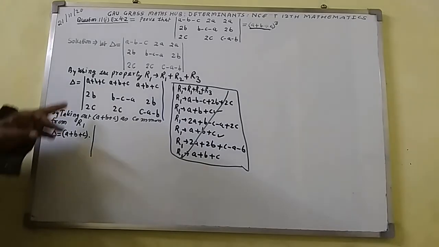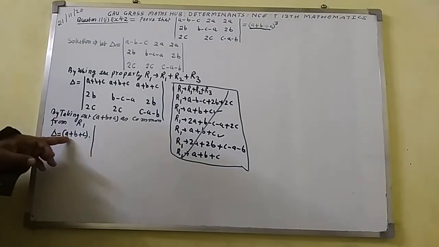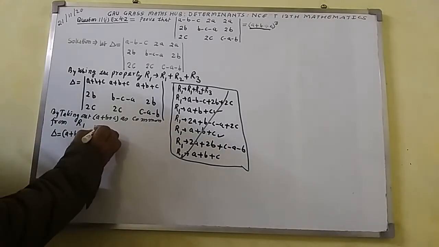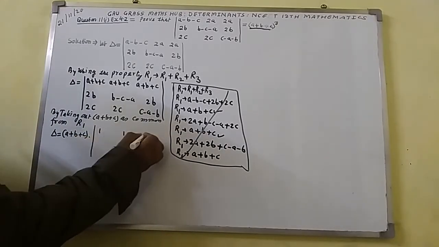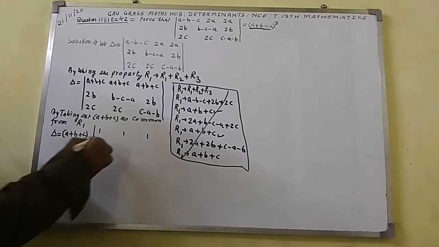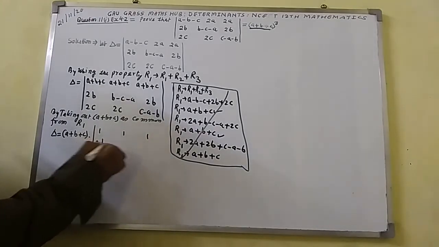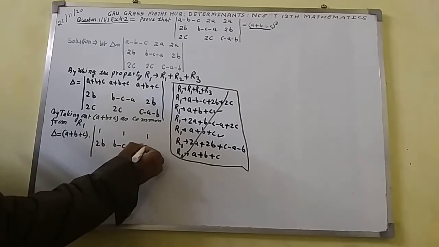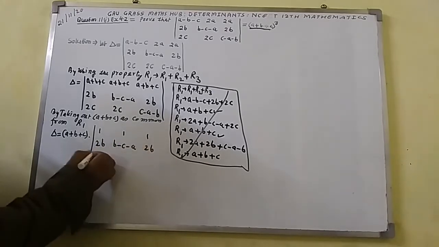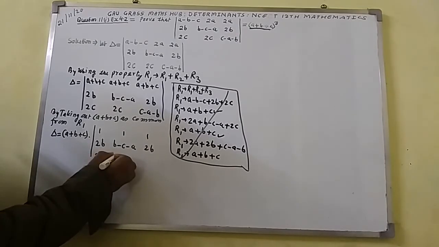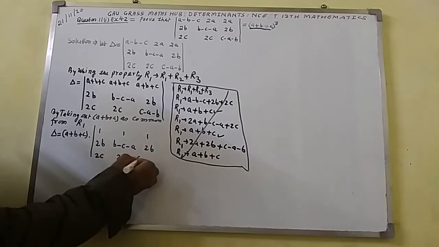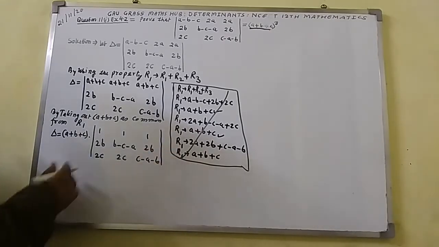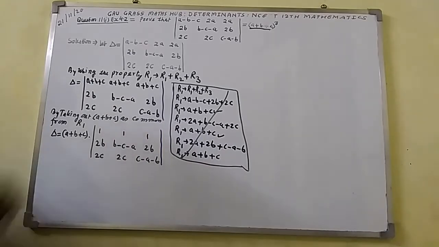And I have taken A plus B plus C as common from the first row. The elements of the first row will be 1, 1, 1. And here write 2B, here write B minus C minus A, here write 2B. Here write 2C, here write 2C, C minus A minus B. I shall write like this. This thing you have to read.